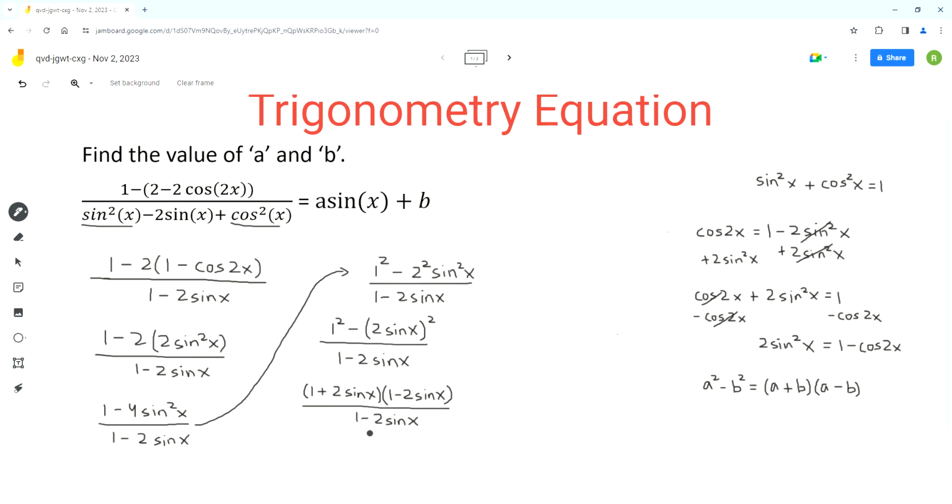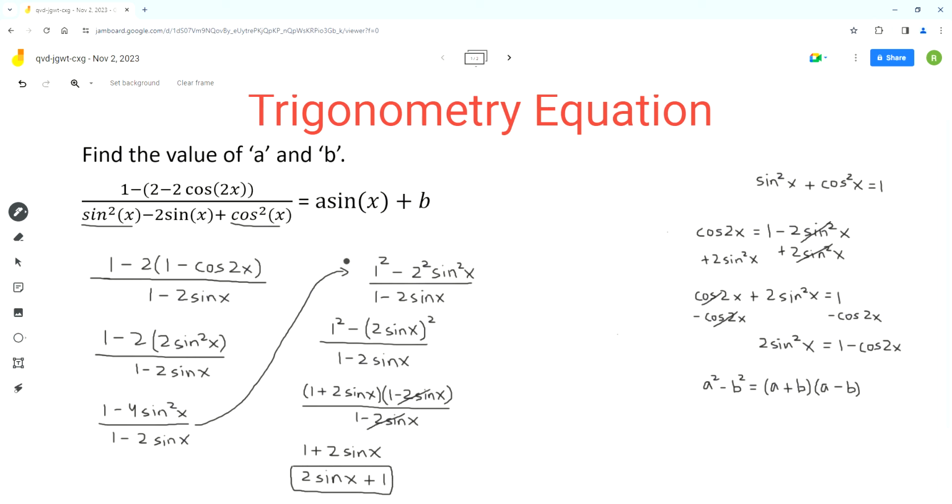Now we can cancel out these 1 minus 2 sine x's. So we are just left with 1 plus 2 sine x, which can be rearranged by writing 2 sine x first because that's the expression on the right side of the given expression. So this is the reduced form of the left side of the equation.